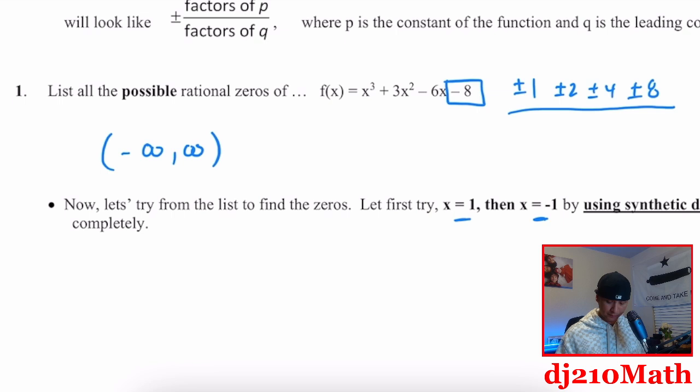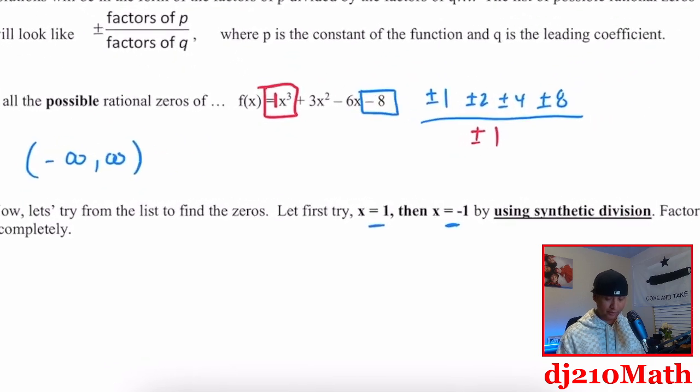And you put this over the factors that make 1, right? Because that 1 is the leading coefficient. It's the number in front. So how can I make 1? Plus or minus 1, right? That's the only way.